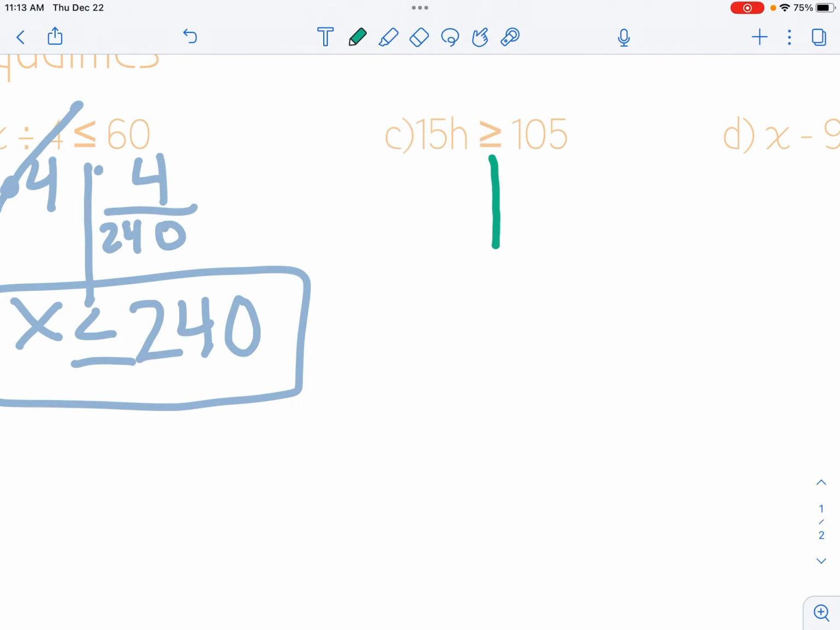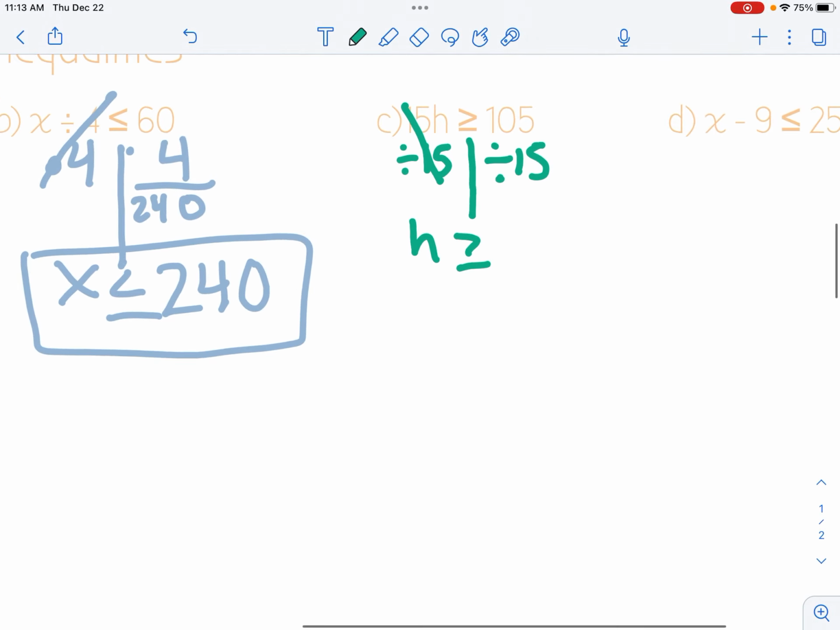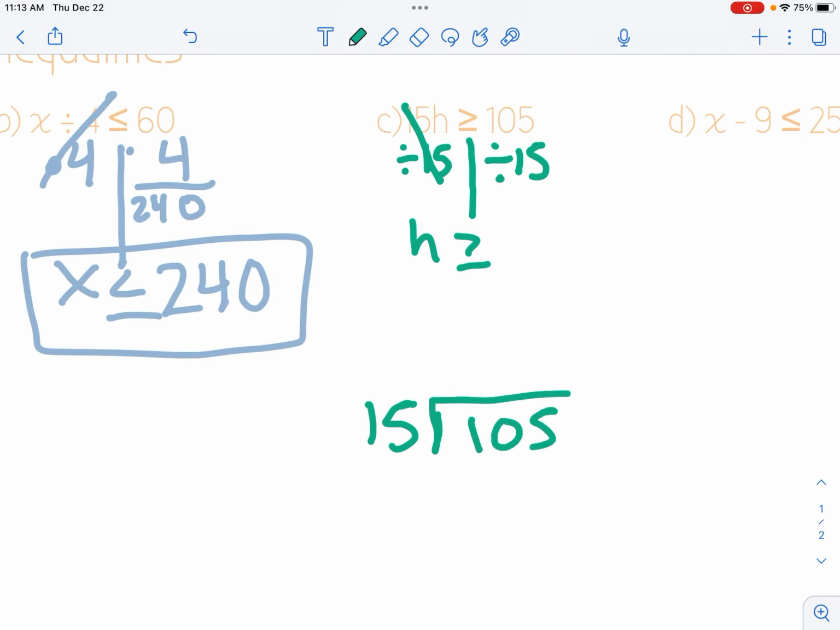Draw my line down for my inequality sign. Multiplication is being used here. I'm going to do the opposite, which is division. This cancels out, so I'm left with h is greater than or equal to 105 divided by 15. I do not know what this is, so I can go ahead and set up my division house if I would like, but what's going to be more helpful to me in this case, because 15 cannot fit into 1 or 10, so it's just going to have to go straight into 105.